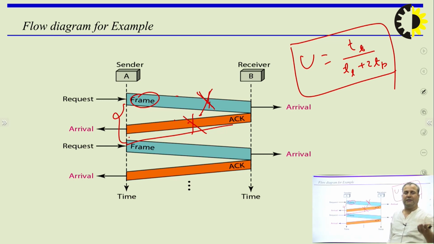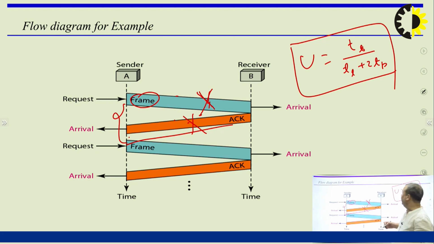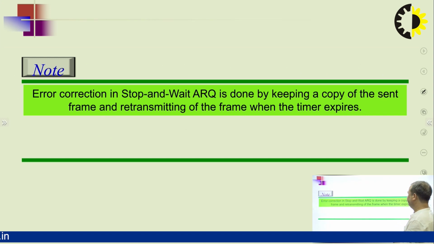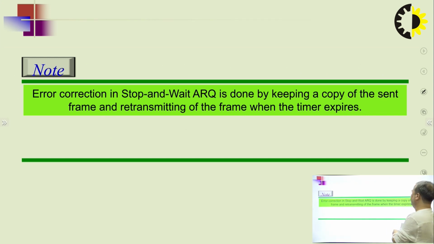The next technique which we will see is the sliding window. This utilization will be increased exactly by W times, where W is the window size. We will see that. Now, although the stop and wait protocol gives an idea of how to add flow control to its predecessor, noiseless channels are non-existent. Of course, it is not possible that the channel will be noiseless. In practice, the channel will be noisy, and we did not consider error control in this.